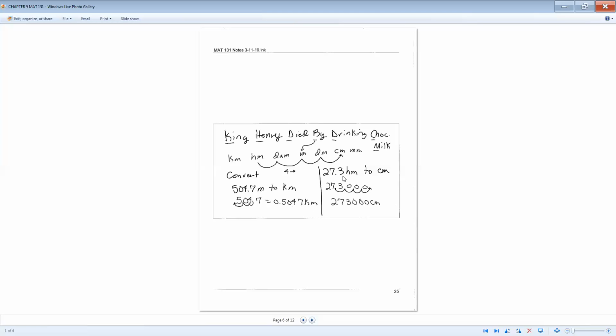So if I have 27.3 hectometers and I want to go to centimeters, I go to hectometers. And I go 1, 2, 3, 4 to the right in order to get to centimeters. From hectometers, centimeters is 4 moves to the right. So I take my decimal and move it 4 to the right using zeros as placeholders if I need them. And that will give me 273,000 centimeters.